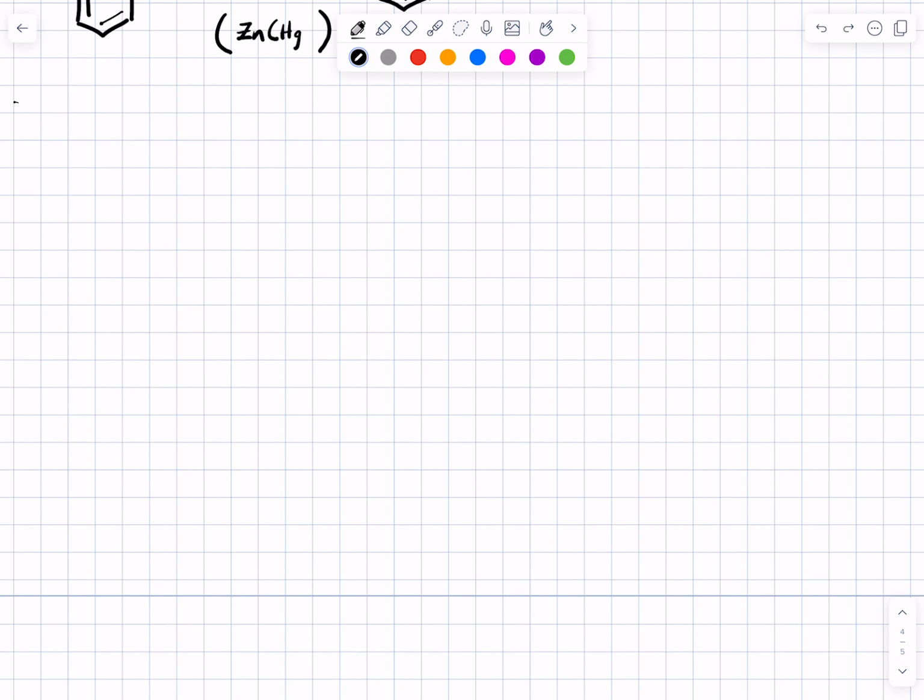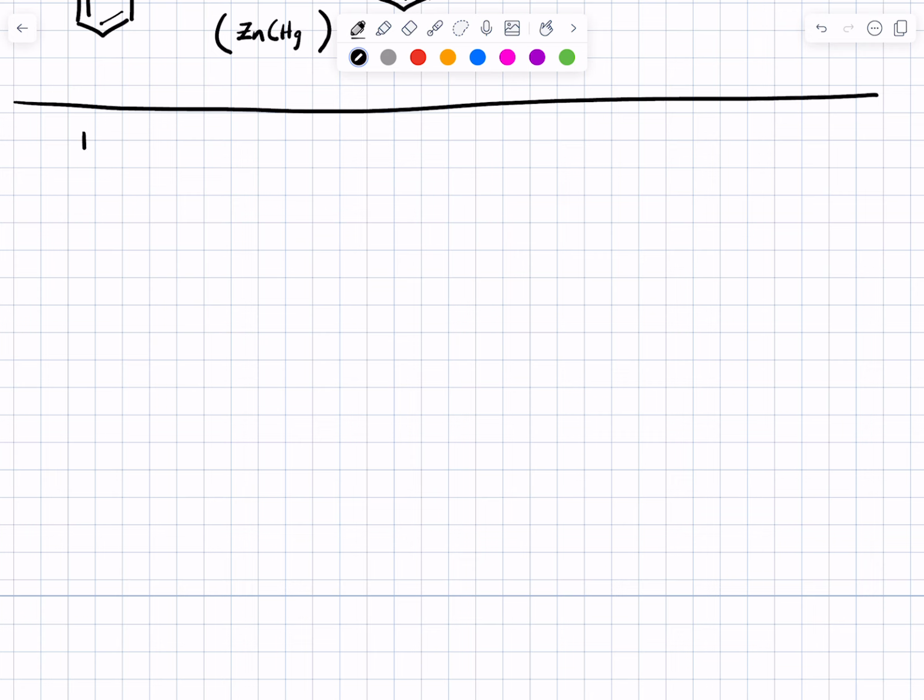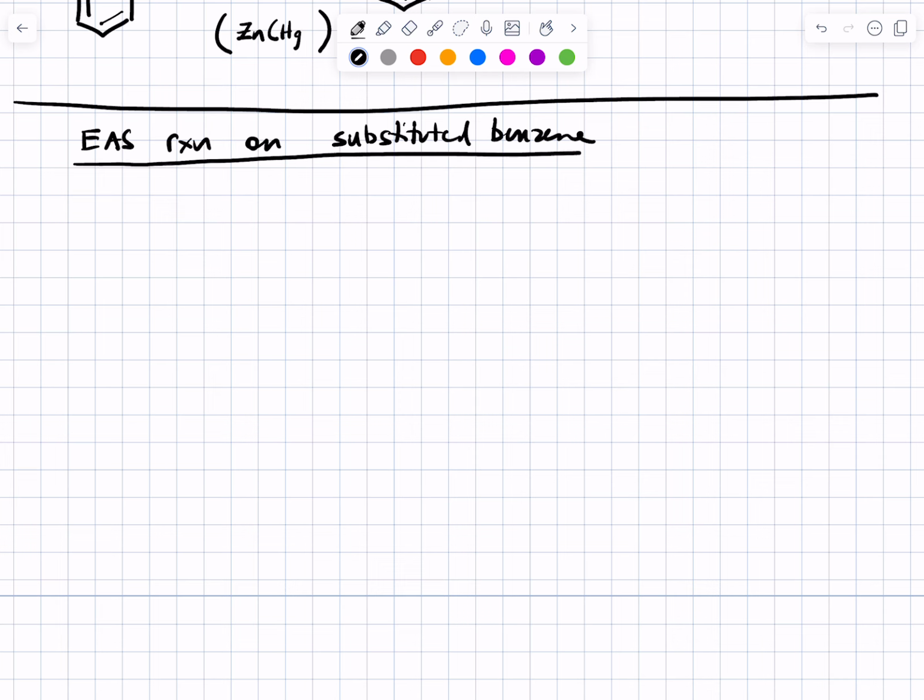All right, we're going to spend the rest of our time today and Friday on what happens when you want to do an electrophilic aromatic substitution reaction on what I'm going to call an already substituted benzene. That is a benzene ring that already has something on it. So let's start with, say, a benzene ring that has a methyl group on it already.